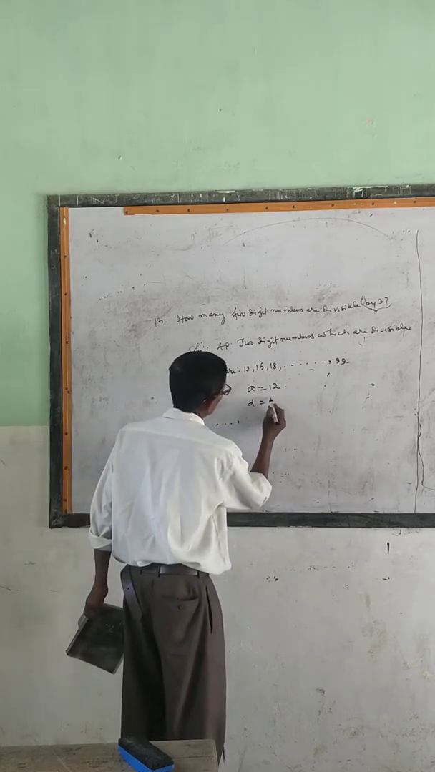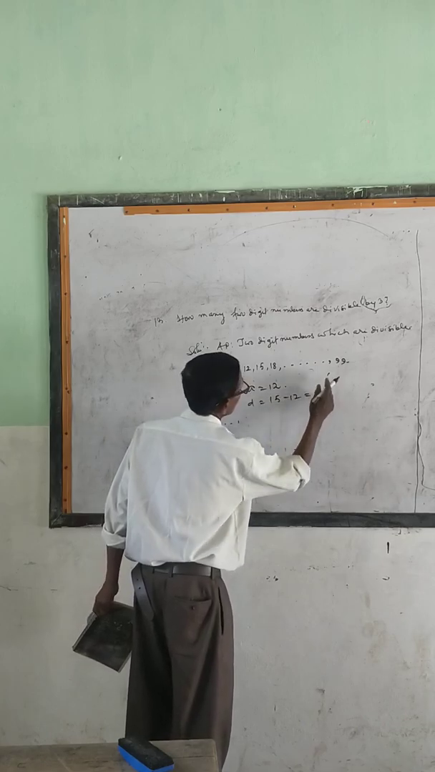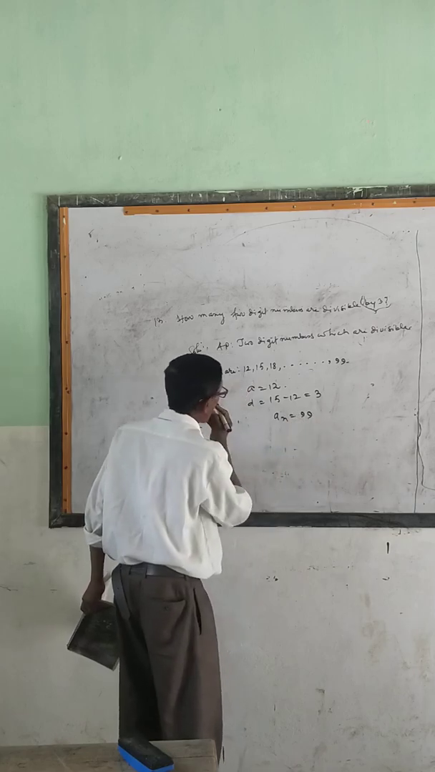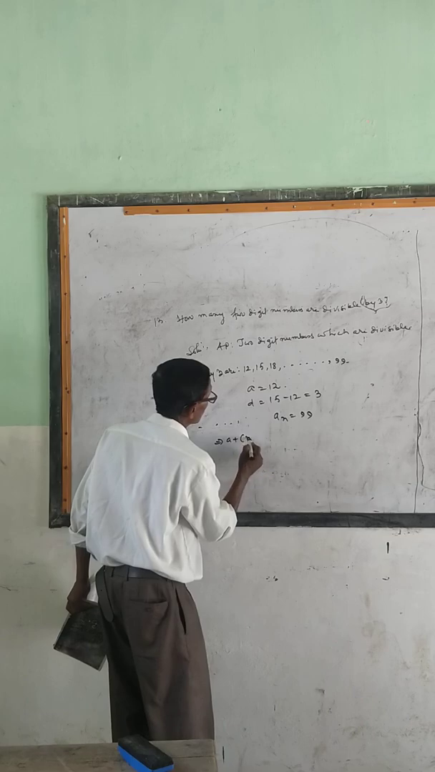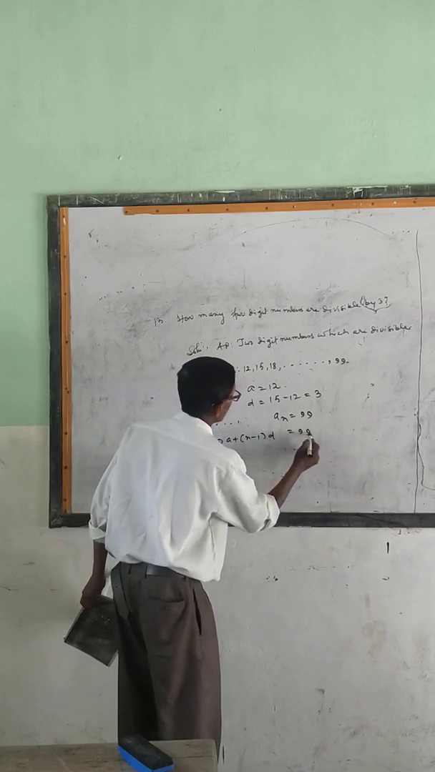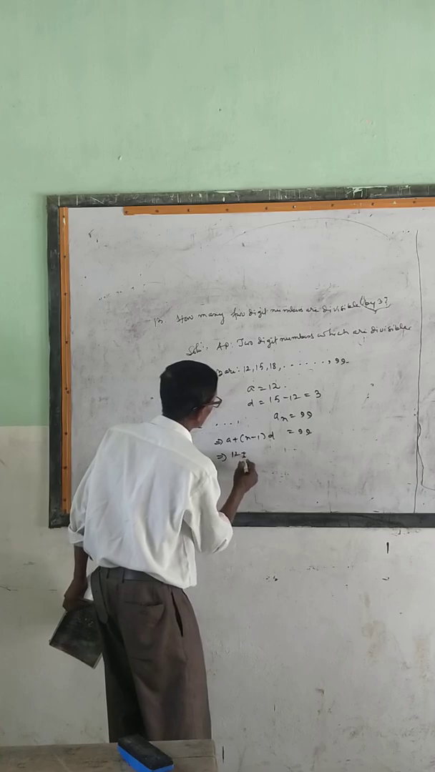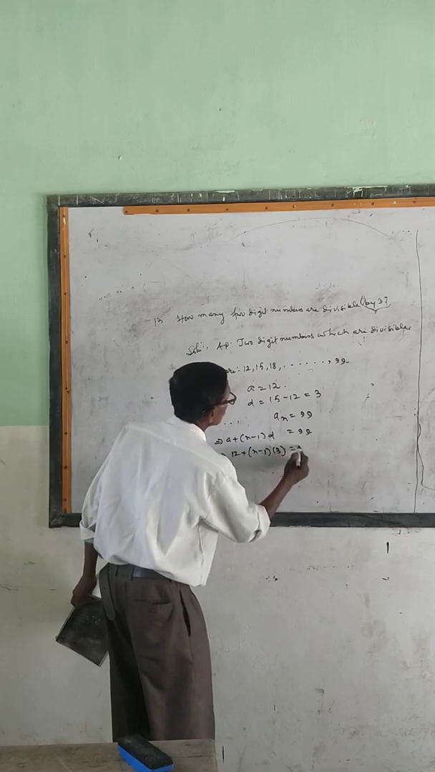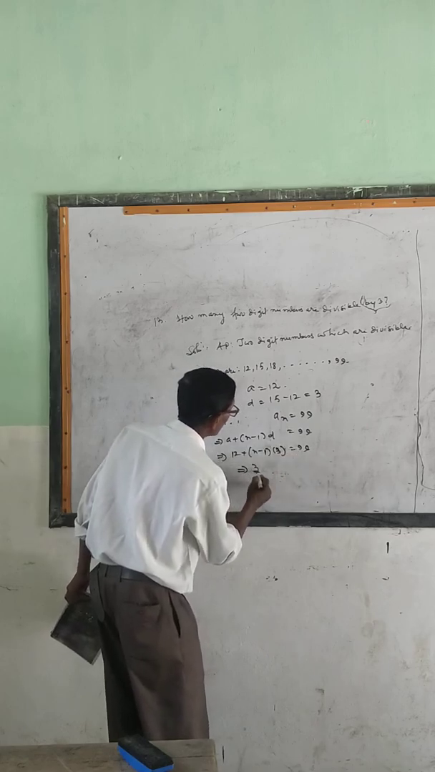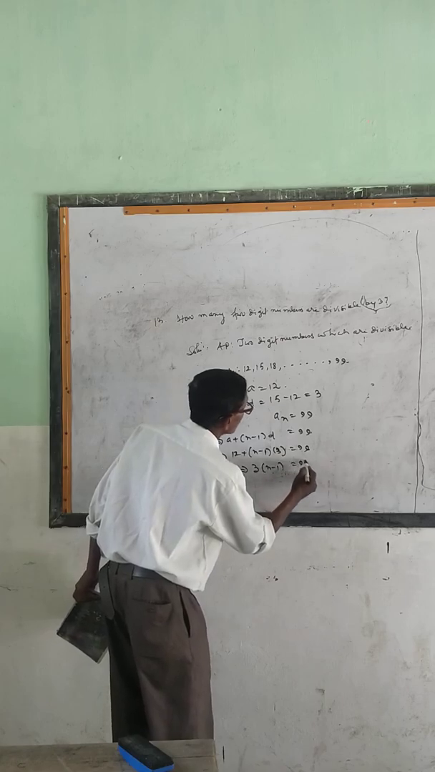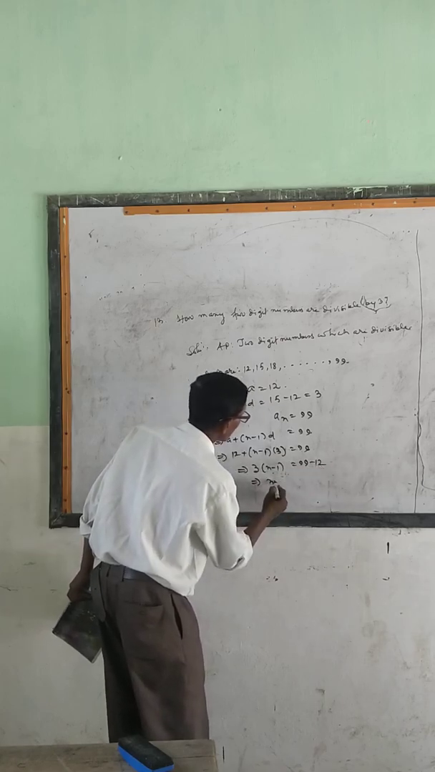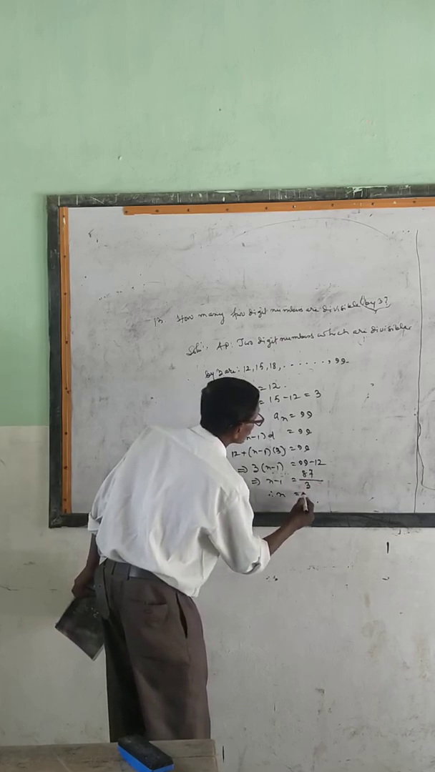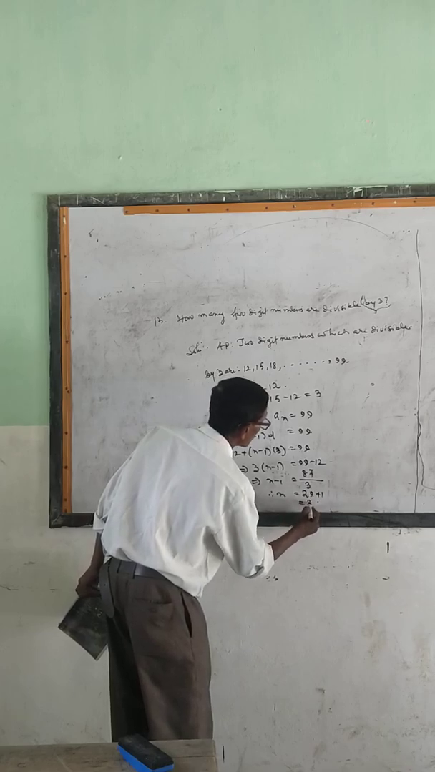D equal to 15 minus 12 equal to 3. An will be treated as 99. We know the formula a plus n minus 1 d equal to 99. A is 12, plus n minus 1 times d, which is 3, equal to 99. This implies 3 times n minus 1 equal to 99 minus 12. Implies n minus 1 equal to 87 by 3. Therefore n equal to 29 plus 1, 30.